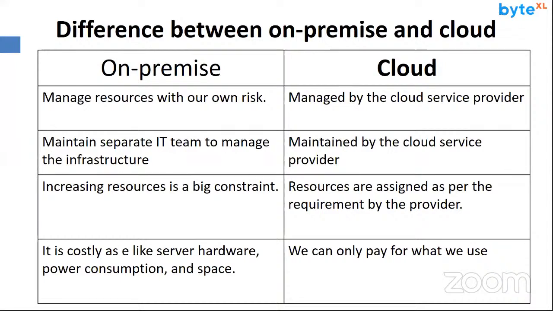If something goes wrong, you are responsible for that. You have to take your car for service every 3 months or 6 months, and you have to look after it very well, right? So that's the most important thing you have to keep in mind when it comes to on-premise.